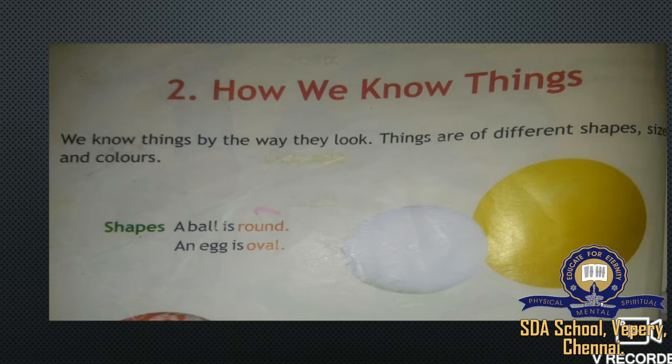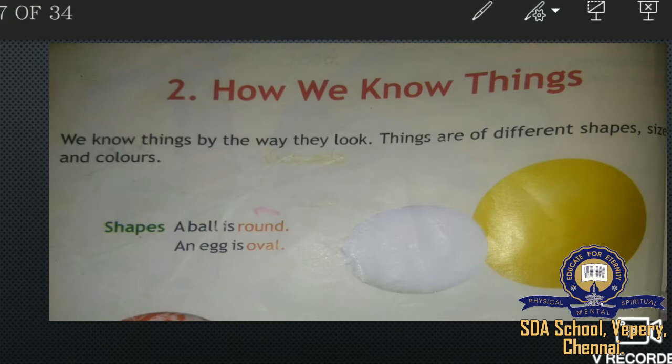The first line is, we know things by the way they look. Things are of different shape, size and color. Okay, children, this is the first line. We know things by the way they look. They are different shape, size and color.